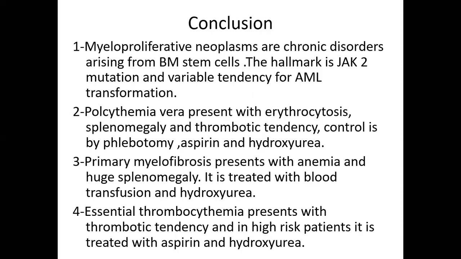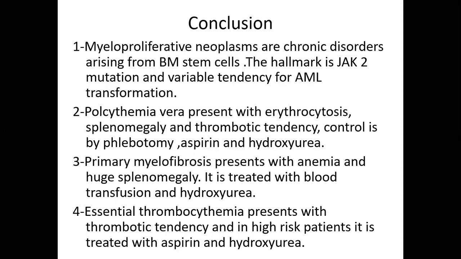So in conclusion for this lecture, one, myeloproliferative neoplasms are chronic disorders arising from bone marrow stem cells. The hallmark is JAK2 mutation and variable tendency for acute myeloid leukemia transformation. Two, polycythemia vera presents with erythrocytosis, splenomegaly, and thrombotic tendency. Control is by phlebotomy, aspirin, and hydroxyurea.